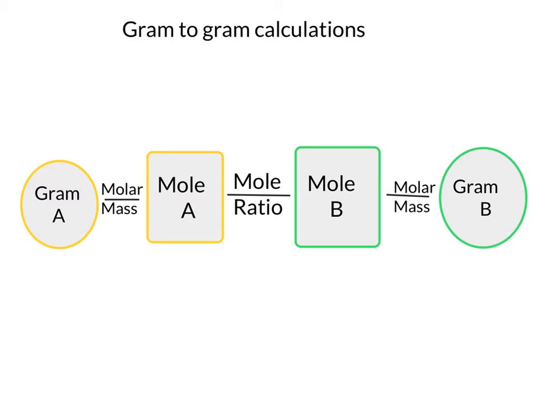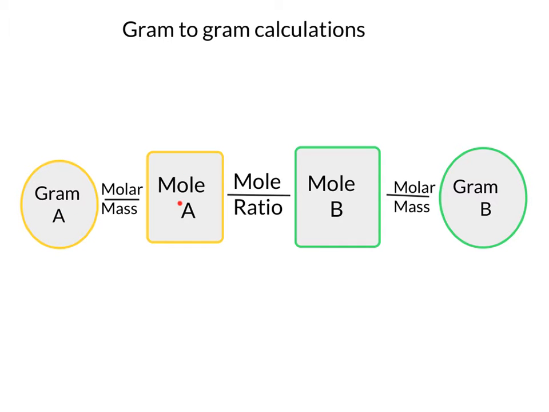All right, gang, we're putting everything together today. We're going gram to gram calculations. So to do a gram to gram calculation, I need to think of this ratio. I know that I'm going to start with grams of one thing. In order to get from grams of one thing, I can only go to moles of that thing.